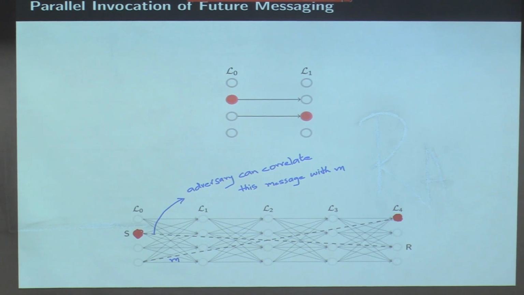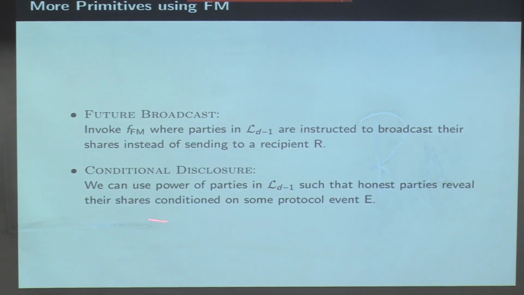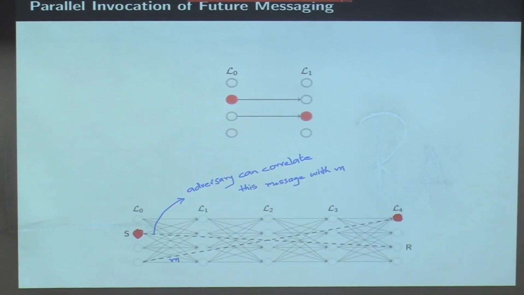So, but that being said, the future messaging gives you a few more primitives for free. One is future broadcast. What do we mean by future broadcast? There is a sender, and the sender wants to send the same message to all the receivers in a certain future layer. So if we use the future messaging several times, this cannot be arranged for, right? Because the sender could send different messages across. So all the parties don't agree on the same message. But then what you can potentially do is, in the very last layer, you just broadcast the messages to everybody. So the parties in the middle do not get to learn, but this last set of parties will output the same message because they are getting the same view out of this.